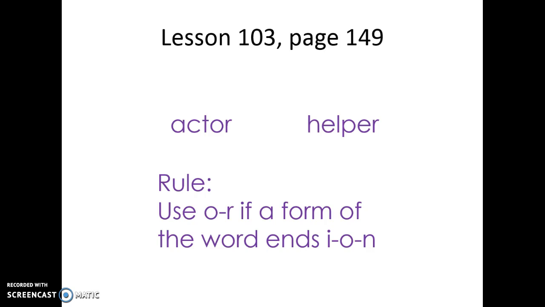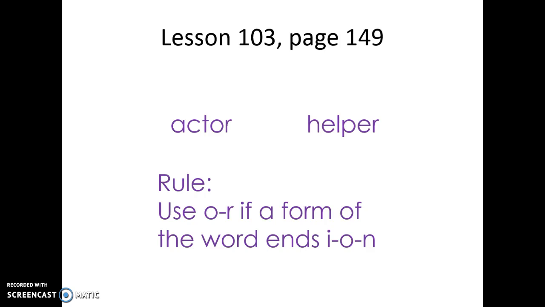Say it with me. When do you use ending O-R? Use O-R if a form of the word ends I-O-N. Listen to this word, instruct. Is there a form of the word instruct that ends I-O-N? What is that word? Instruction. So how do we spell the last morphograph in instructor? With an O-R, because a form of instruct ends with I-O-N.